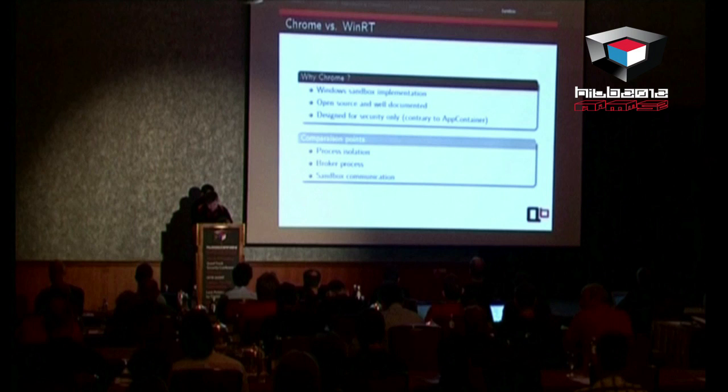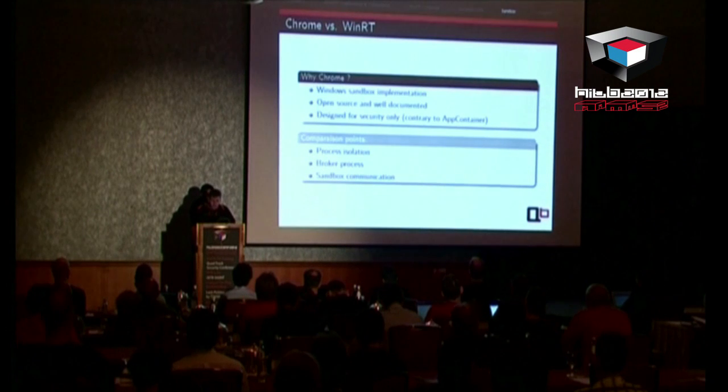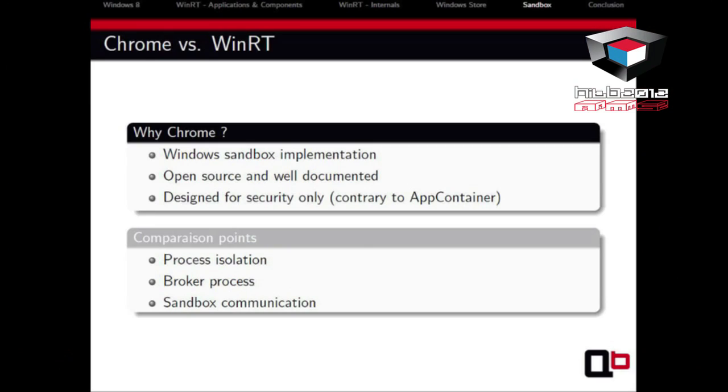Okay, so let's compare Chrome and WinRT. We decided to choose Chrome because it's a Windows sandbox implementation, it's open source and well documented, and it's designed for security only, whereas App Container is more like Microsoft wanting to put software boundaries between processes. In order to compare them, we use several points: how the sandbox isolates the process, how the broker is designed, and finally how they can communicate.